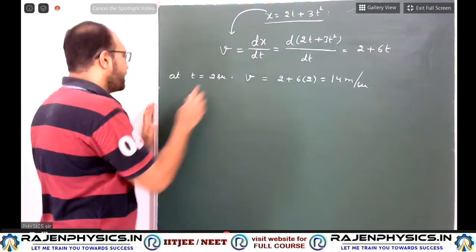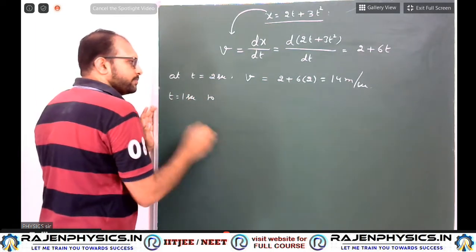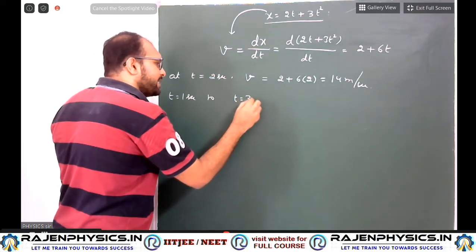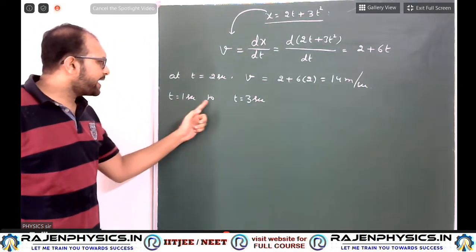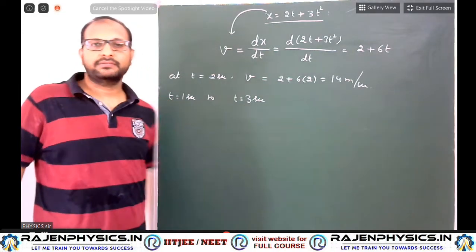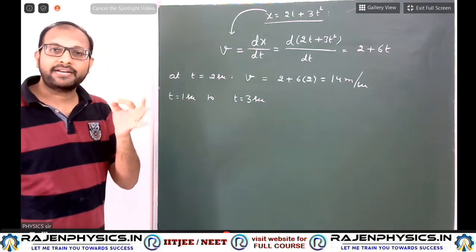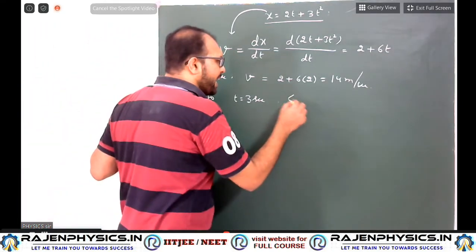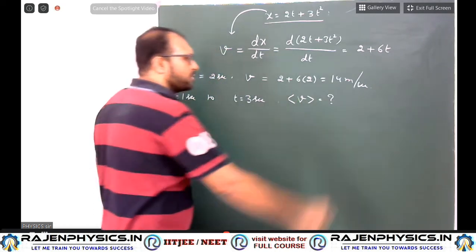Suppose from t equal to 1 second to t equal to 3 seconds. That means one interval is given. From t equal to 1 second to t equal to 3 seconds, that is one time interval. Average velocity we need. The average velocity symbol is this. Average velocity question.